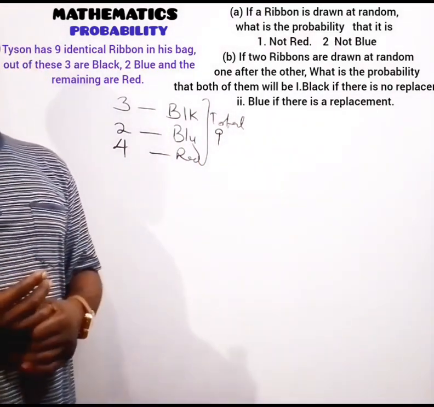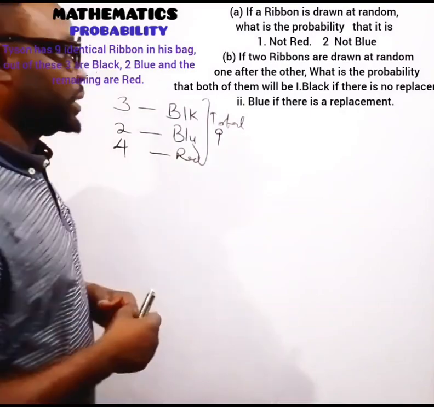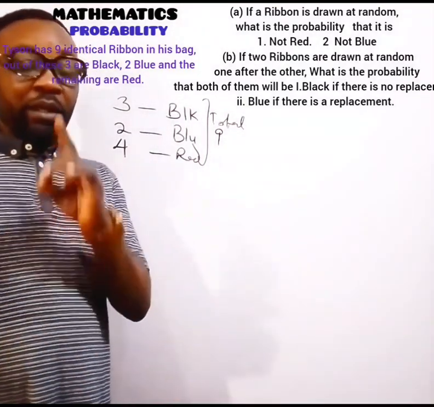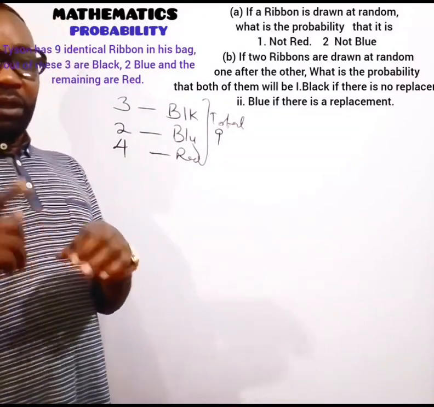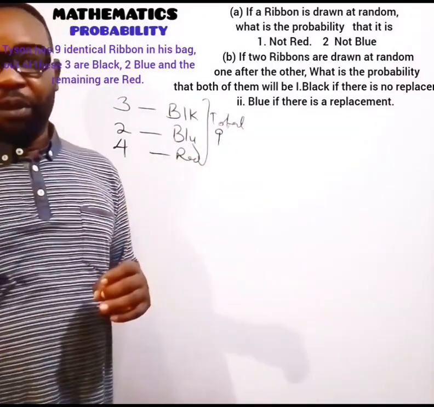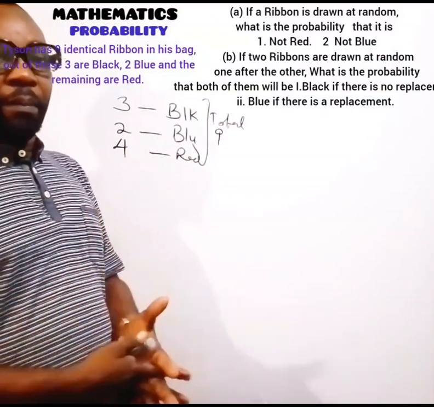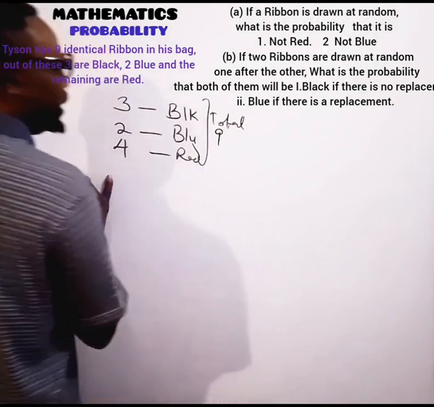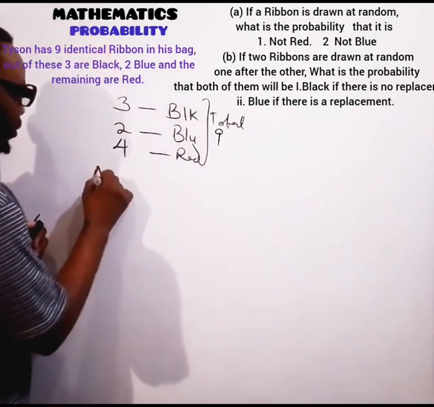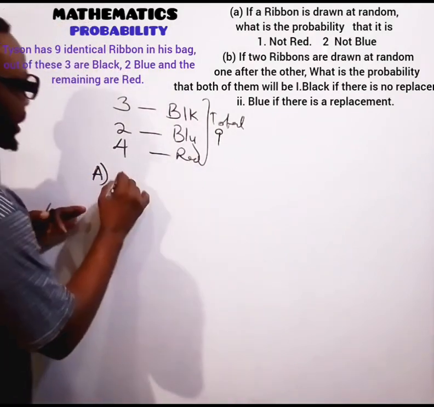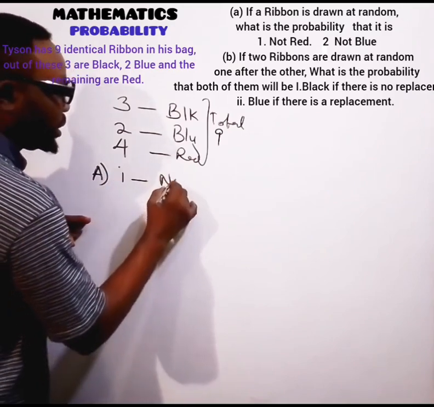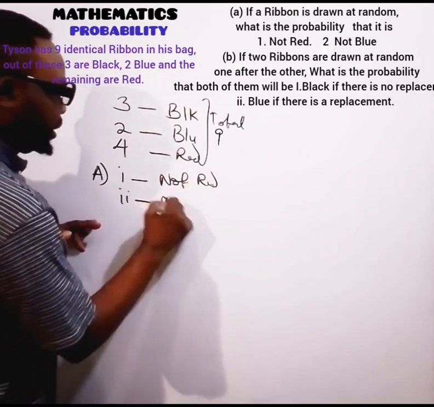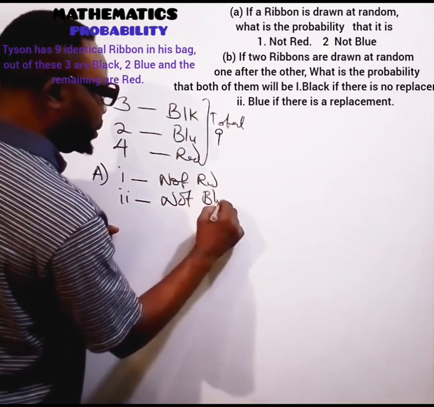Then let's move to the question proper. The question says that if a ribbon is picked from the bag at random, what is the probability that, for the A part of this question, one, it is not red, and two, it is not blue.